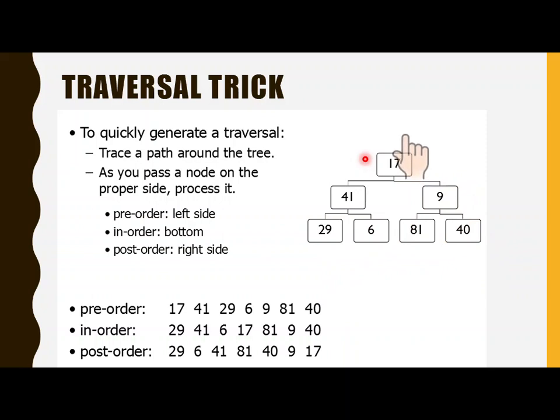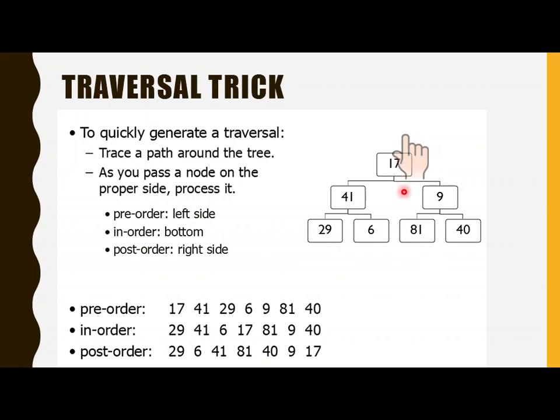Okay, so let's take the in order version and see how that works, right? So we're only writing down a node if our finger is on the bottom of it. So we're starting up here, right? Our finger is not at the bottom, it's above it. So I'm going here. I'm not on the bottom of any of them yet. Oops, I'm on the bottom of this one. So I write down 29. Okay, now I keep going. Now I'm on the bottom of this one. I'm at 41. Now I'm at 6. Now I'm at 17, 81, 9, 40, and that's it. So that would be in order.